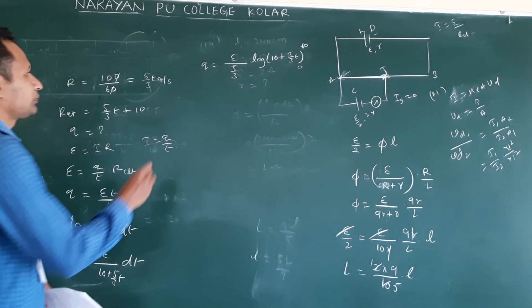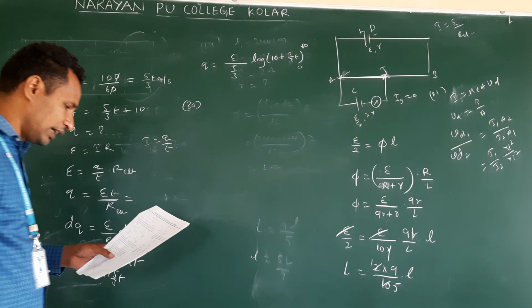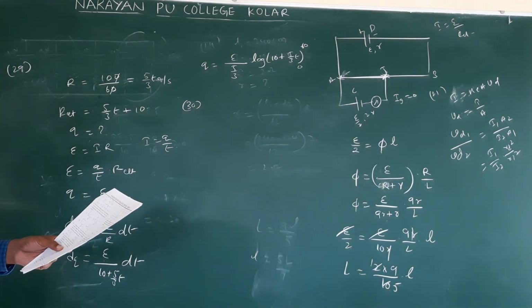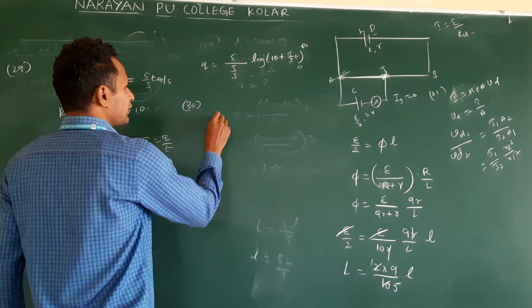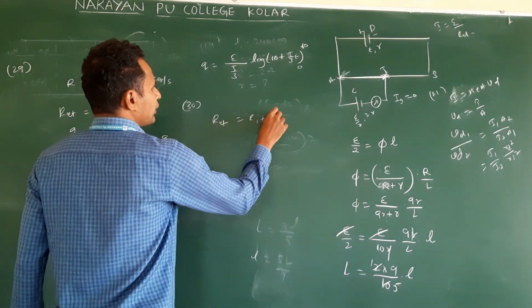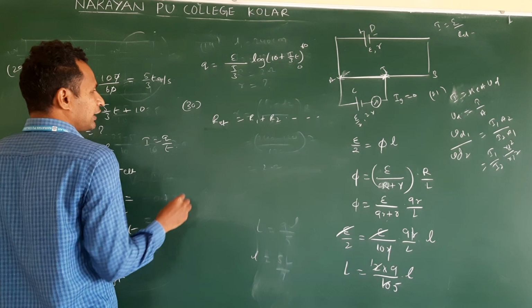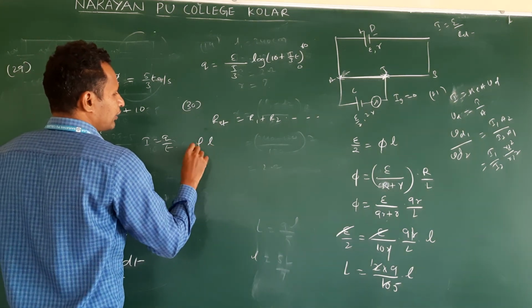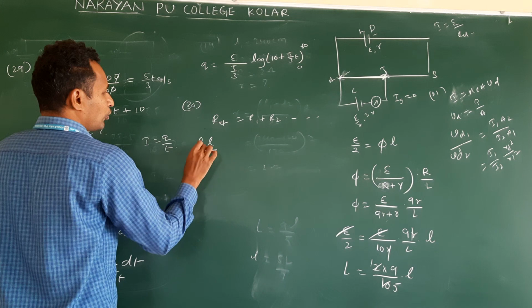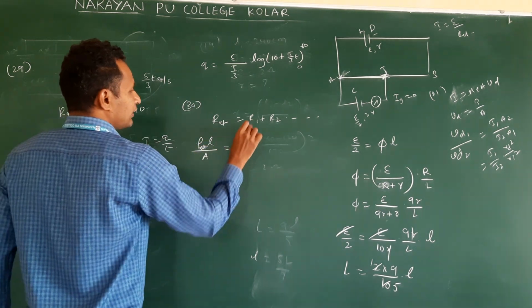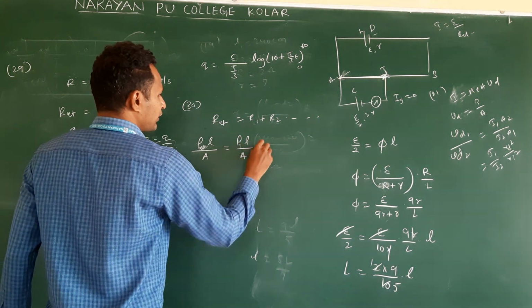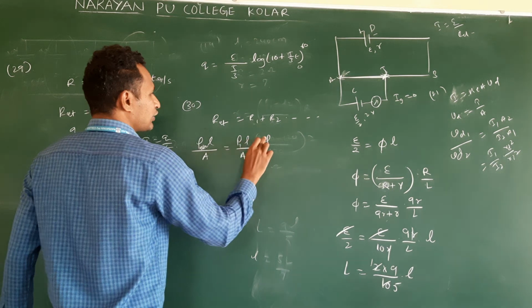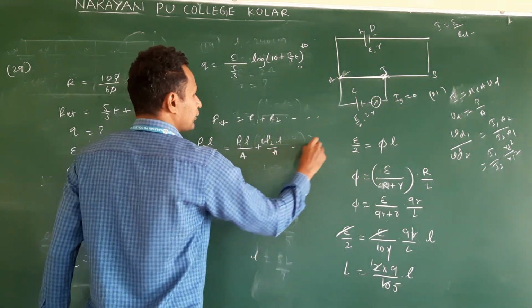Next, 30. They connected 10 wires of the same dimensions but having resistivities rho, 2 rho, 3 rho and so on, connected in series. Equivalent resistance. When resistances are connected in series, what is the effective formula? R effective is equal to R1 plus R2 and so on. R effective I can write as rho effective L by A, they are asking rho effective. This I can write as rho 1 L by A plus rho 2 L by A and so on.